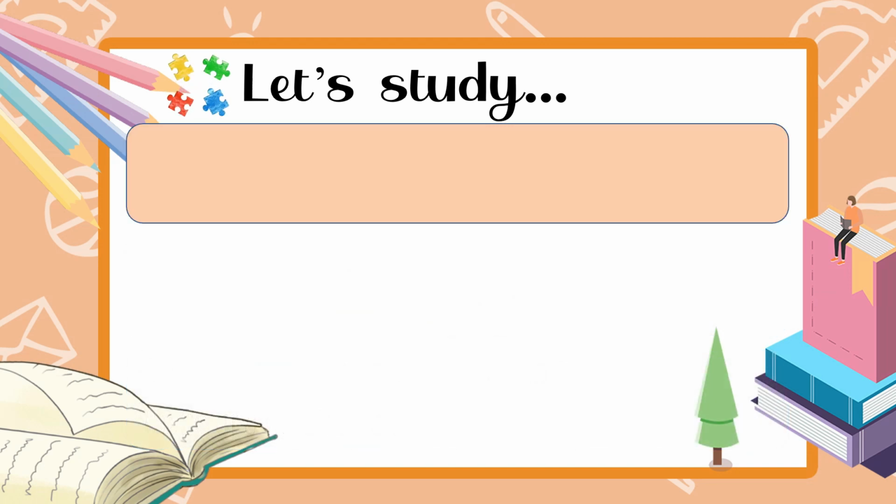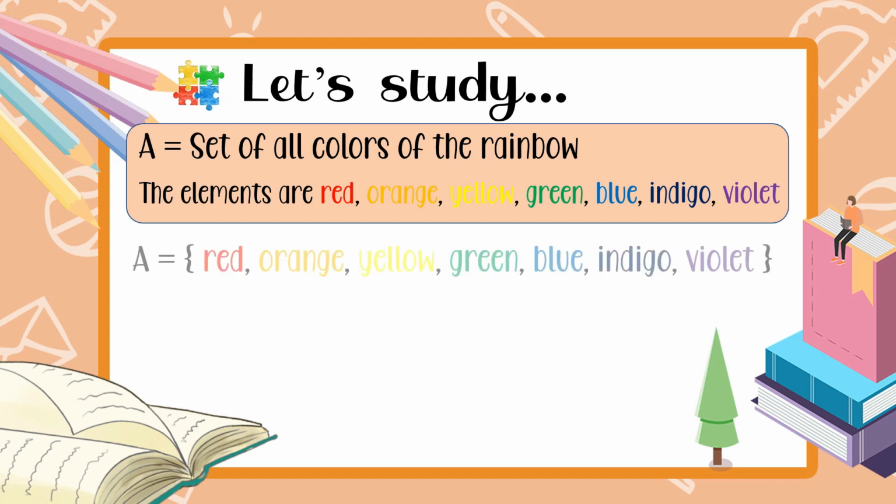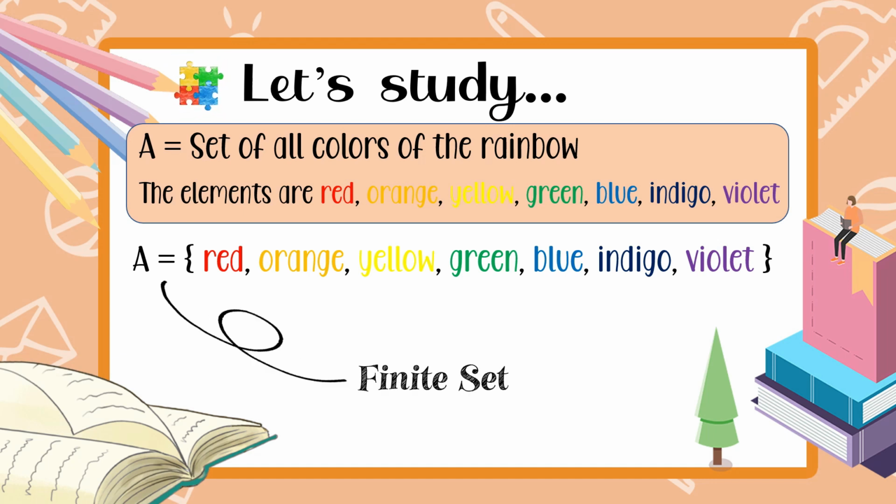Let us talk about the first set, or the set of all colors of the rainbow. The elements are red, orange, yellow, green, blue, indigo, and violet. Let us write this set. Okay, so here it is. And this set, as you can see, all the elements are written down. This is an example of what we call the finite set.